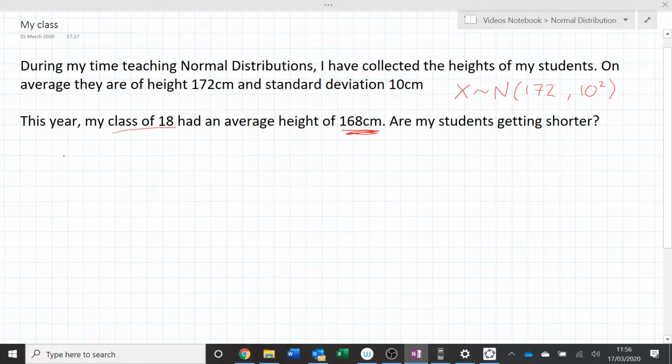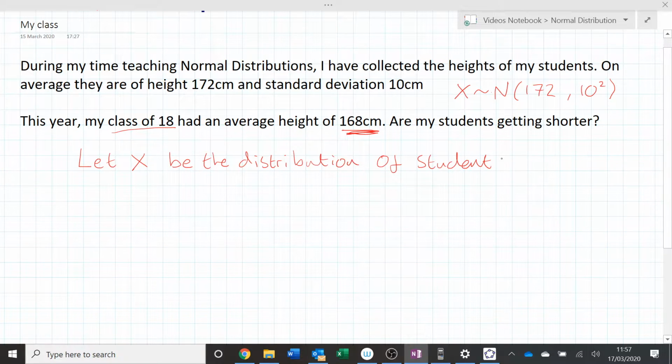So this is going to be a hypothesis test, and I'm going to have to really clearly set things out. Okay, I'm going to say, let X be the distribution of student heights. And I've got prior data to say that this is normally distributed, 172, 10 squared.